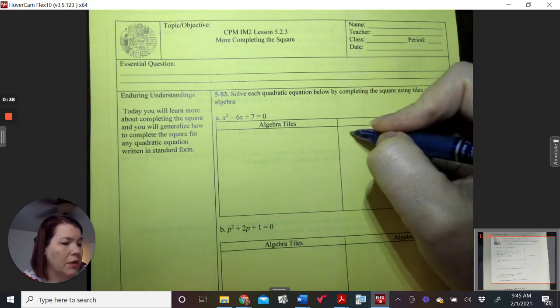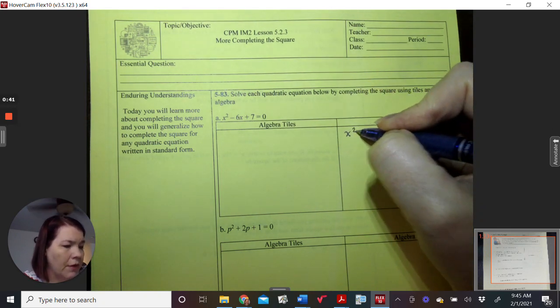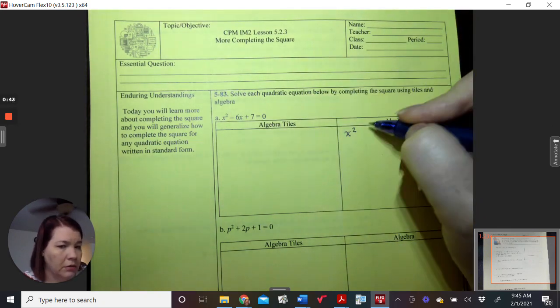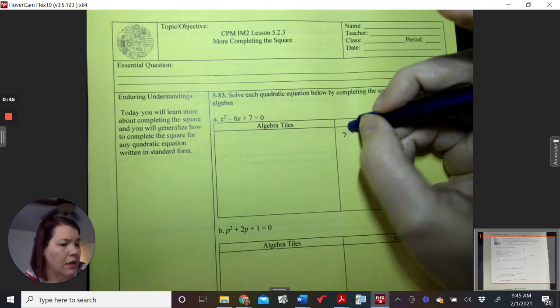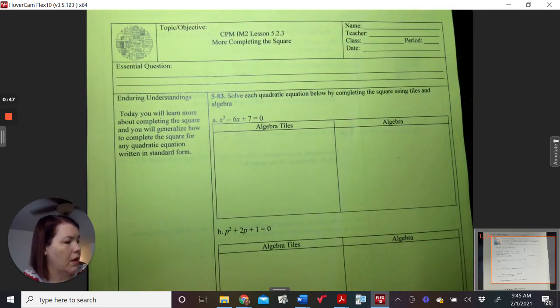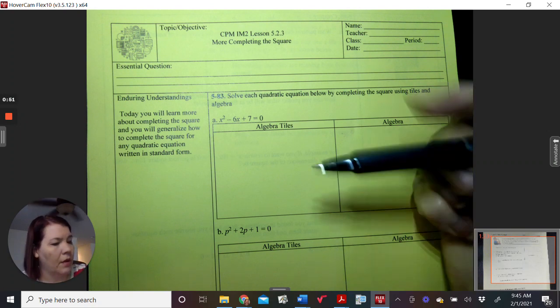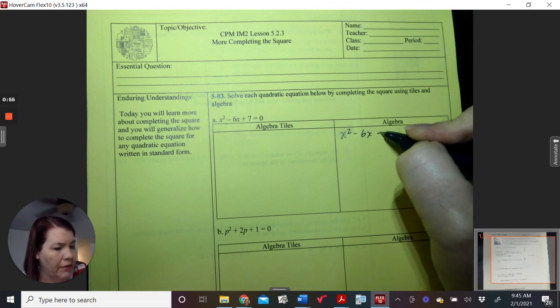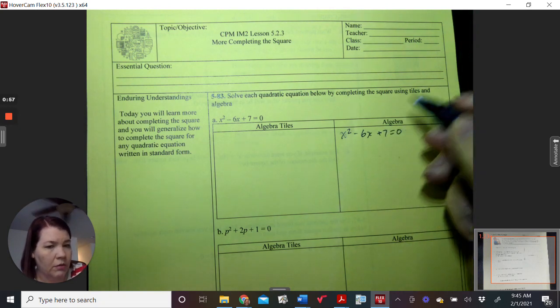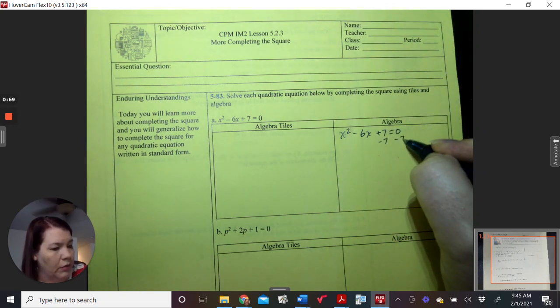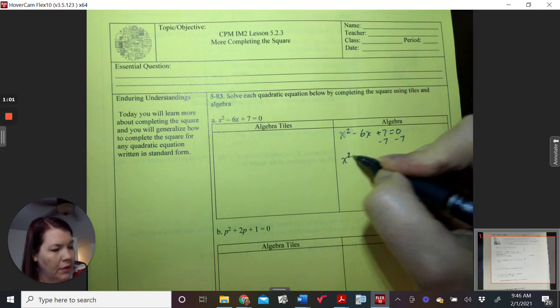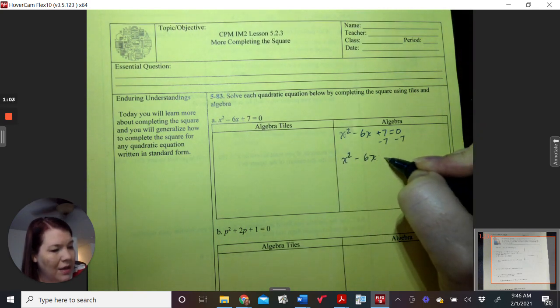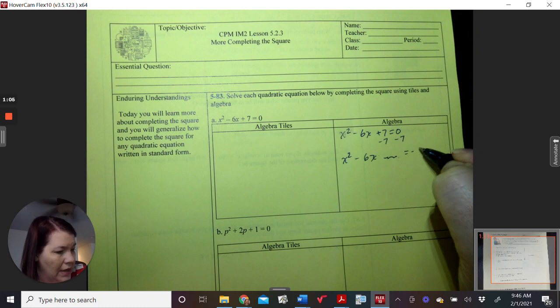The very first thing we're going to do is take our equation, which I'm going to rewrite in a different color, and move the 7. So we have this equation. We're going to start by subtracting 7 from both sides. And so we have x squared minus 6x squiggle equals negative 7 and squiggle.